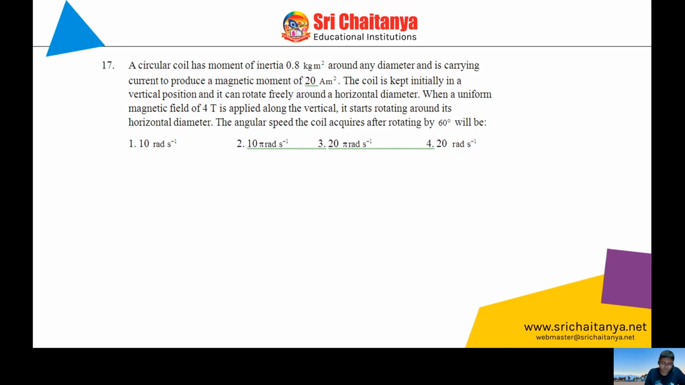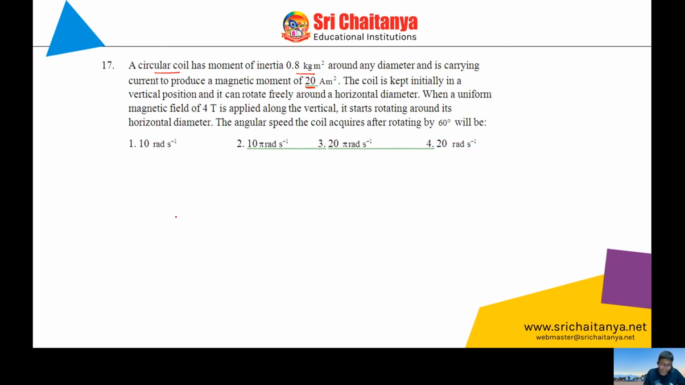So let's look at the language of the question very, very closely. A circular coil has a moment of inertia 0.8 kg meter square around any diameter and is carrying current to produce a magnetic moment of 20 ampere meter square. Okay, and the coil is kept in a vertical position and it can rotate freely around a horizontal diameter.